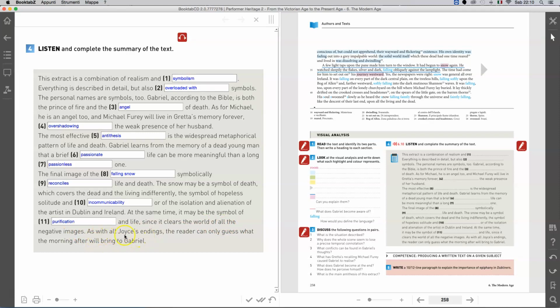And in the end of the story, the reader can only guess what the morning after will bring to Gabriel. Okay, and this is the end of the analysis of Dubliners and the passage dealing with Gabriel's epiphany.